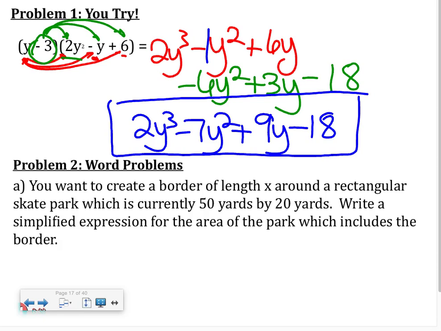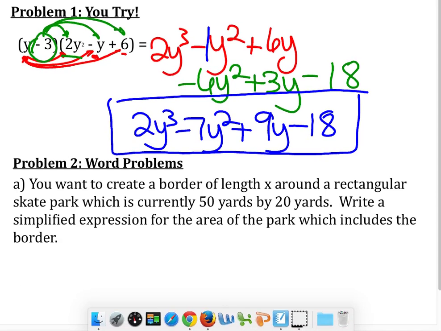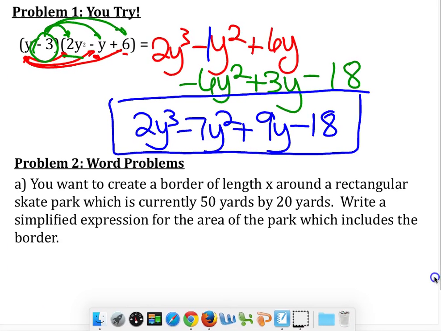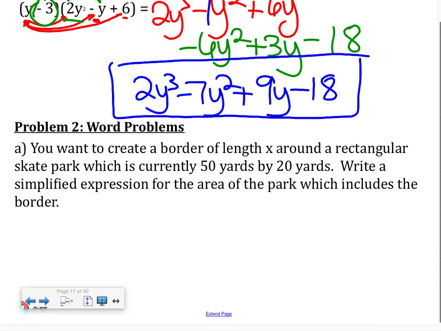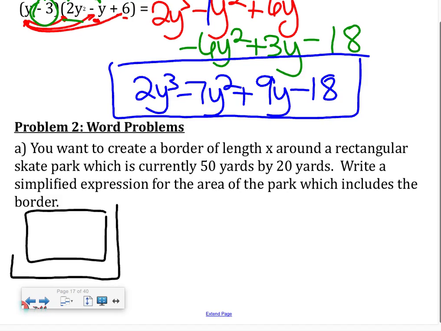This next problem, we do have a word problem here. And so reminder, with word problems, I think it is always best to draw a picture for us. So it says you want to create a border of a length of x around a rectangle. So I'm going to draw that right away. I know I have a rectangle and I want to put a border around it. So kind of exactly how it sounds. I want to put a border around it.